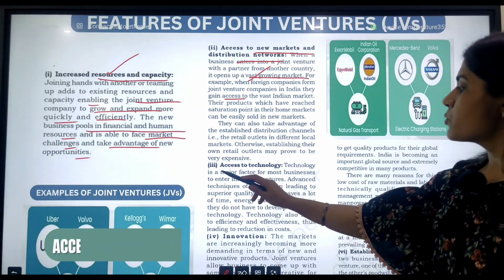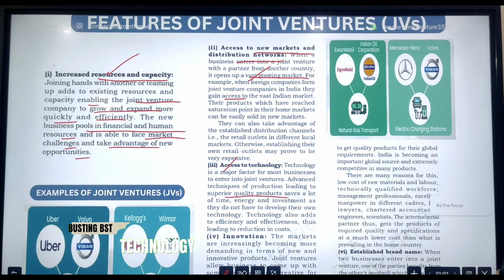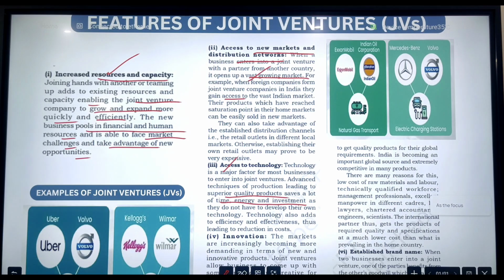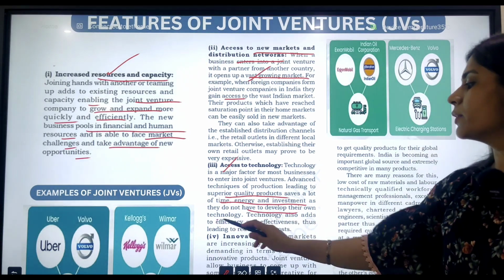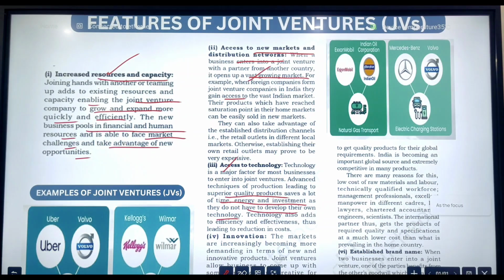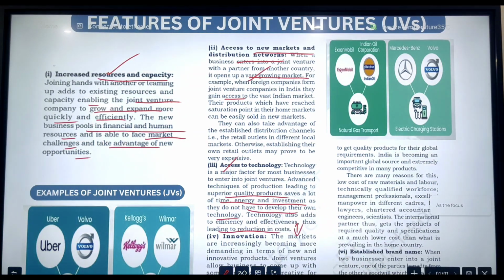And then we have access to technology, where it is said that they produce superior quality products, which saves a lot of time, energy and investments, as they do not have to develop their own technology; rather they can use each other's capacity to get the maximum benefit, leading ultimately to reduction in the costs. Now innovation is also undertaken by such organizations.